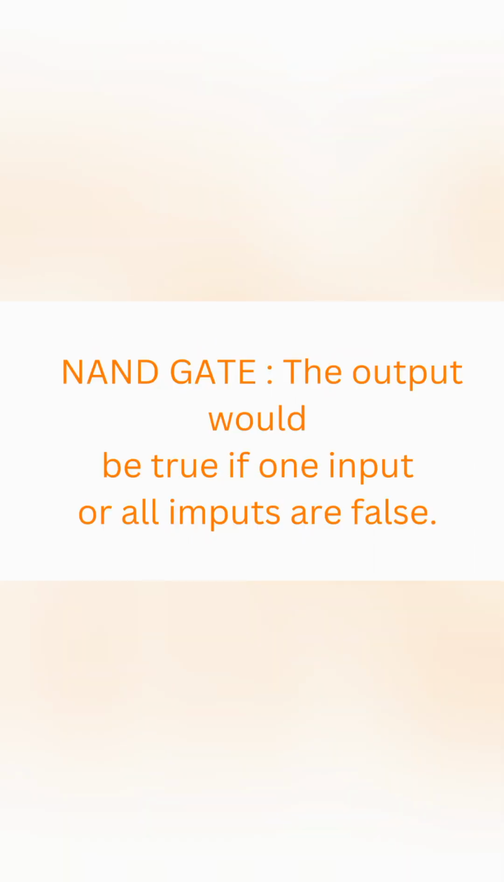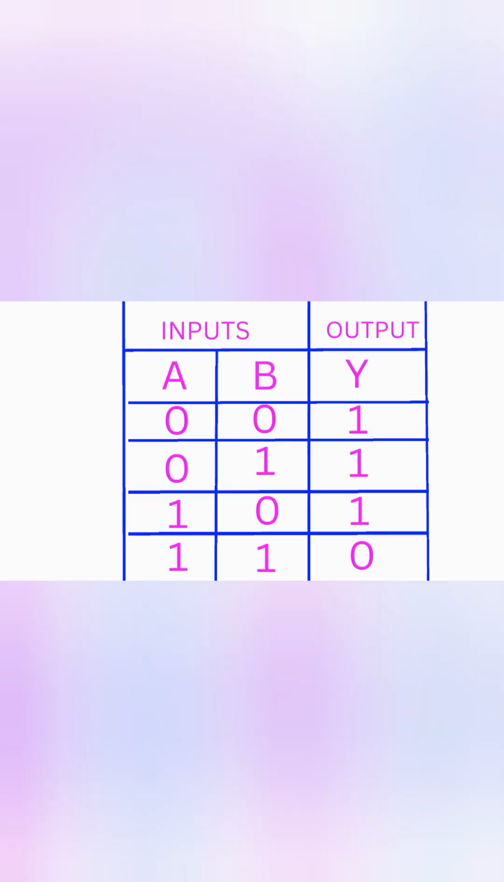The principle of operation of a NAND logic gate is, the output would be true if one input or all inputs are false. So where we have all the inputs to be false, the output is true. And where we have one input to be false, the output remains true. But when all the inputs are true, the output would be false.